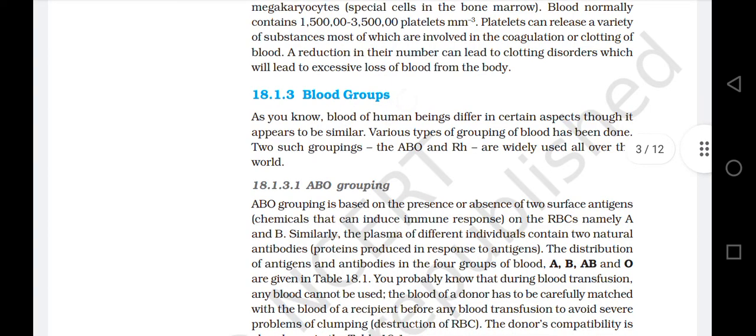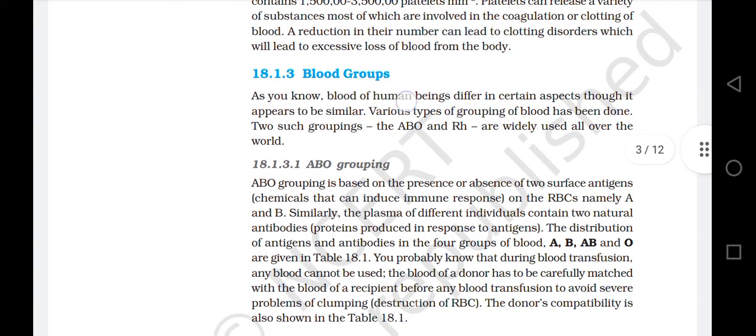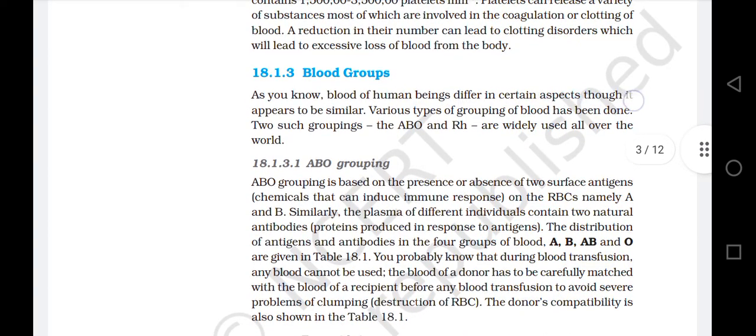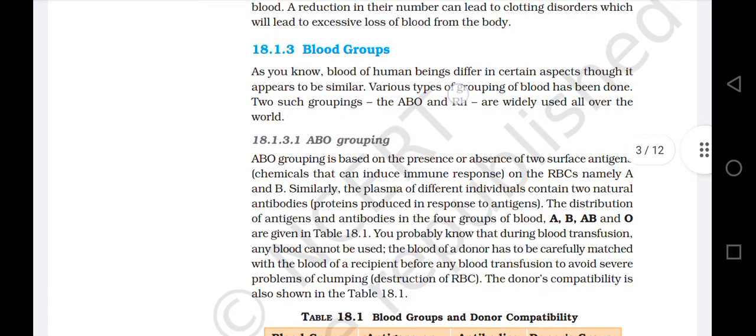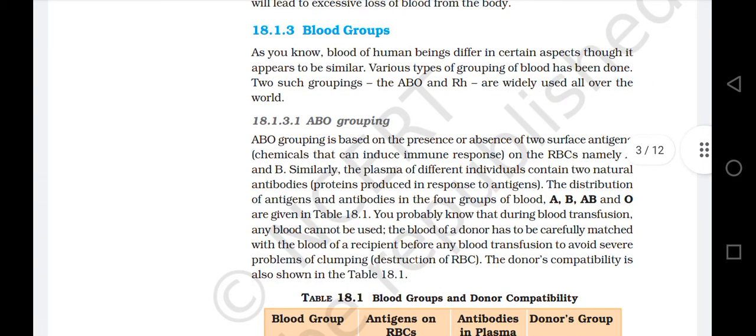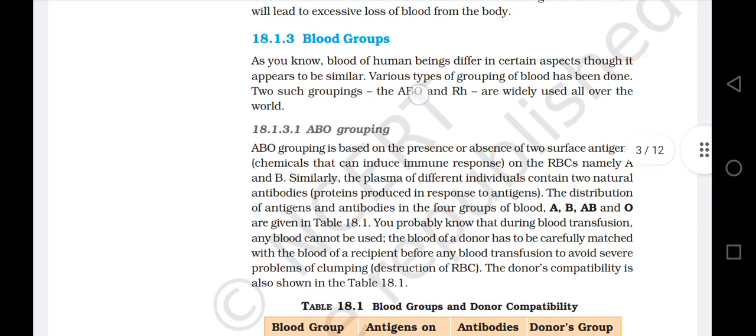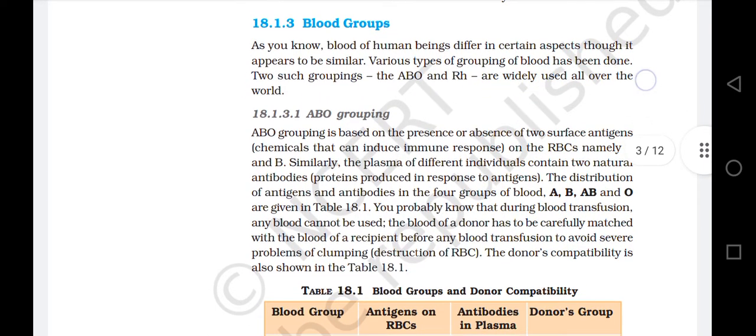18.1.3 Blood groups. As you know, blood of human beings differs in certain aspects though it appears to be similar. Various types of groupings of blood have been done. Two such groupings, the ABO and Rh, are widely used all over the world.